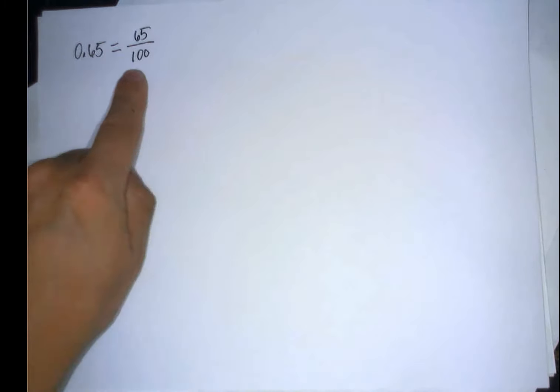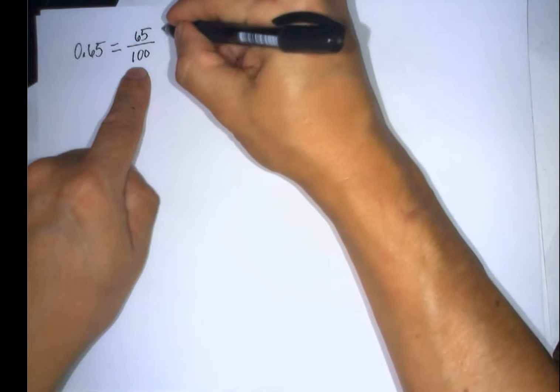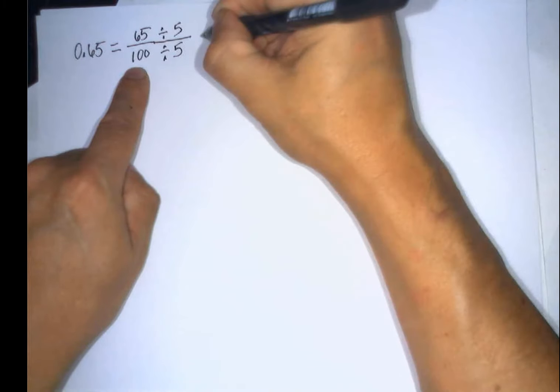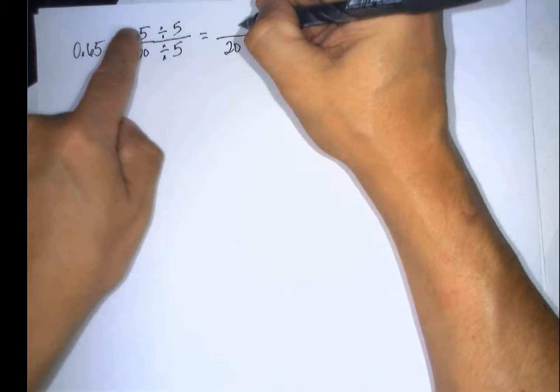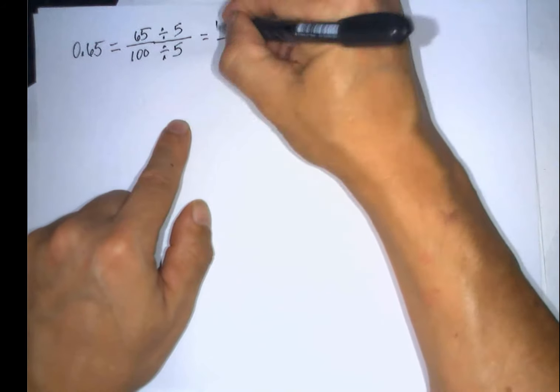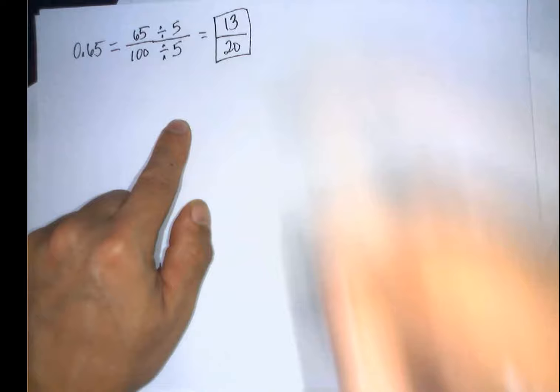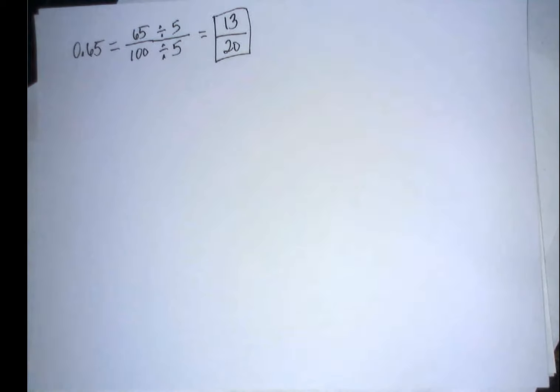Now what's wrong with this? We just need to reduce it. Both of these are divisible by 5, so if we divide by 5 on the numerator and divide by 5 in the denominator, 100 divided by 5 is 20, and 65 divided by 5 is 13. And that is reduced, so 65 hundredths is 13 twentieths.